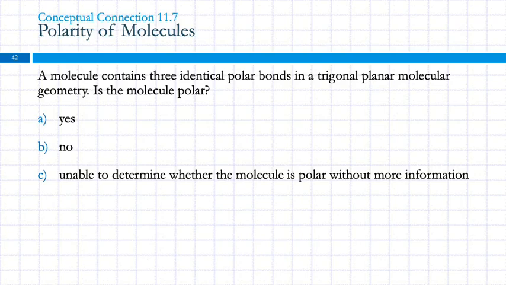So let's do this problem. A molecule contains 3 identical polar bonds in a trigonal planar molecular geometry. Is the molecule polar? It can be helpful to draw, right? So there's a molecule with 3 polar bonds, trigonal planar. So here's my central molecule, and I have a polar bond coming up here. I don't know why that's kind of squished. Trigonal planar. It's making a triangle, right?